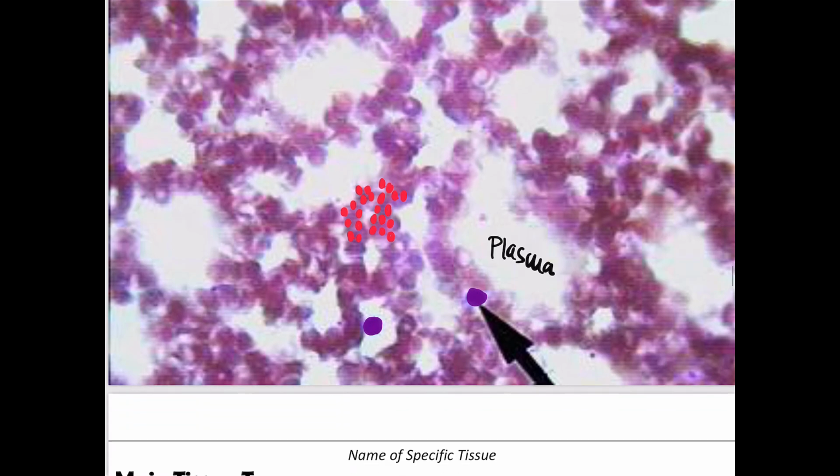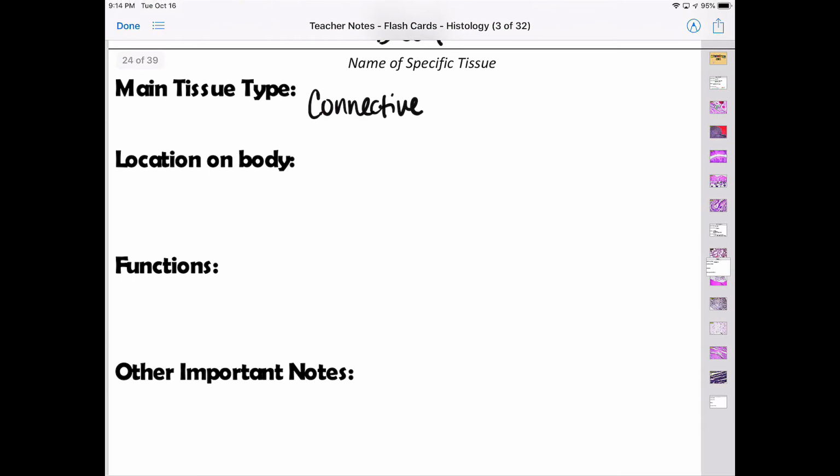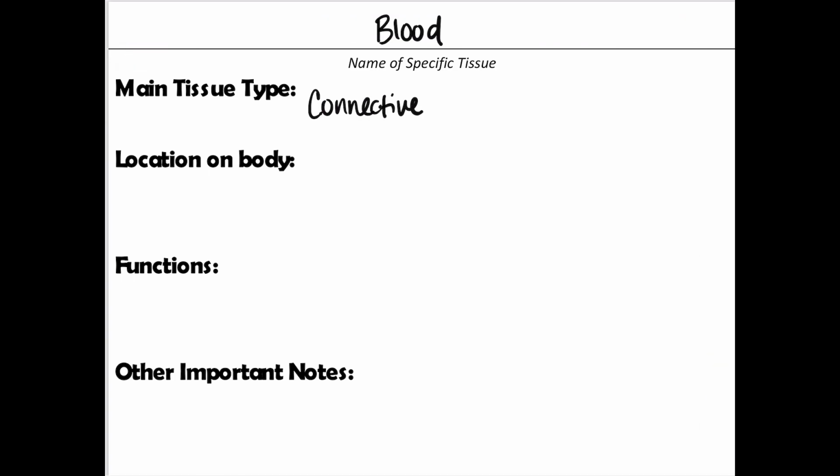So I'm going to scroll down now and we're going to start talking a little bit about blood. So the specific tissue here is blood, of course. Main tissue type again is connective. Sorry. Location on the body. You have blood all over your body. We could say where it's made. It's made in your bones, technically in the bone marrow, and found in the cardiovascular system.